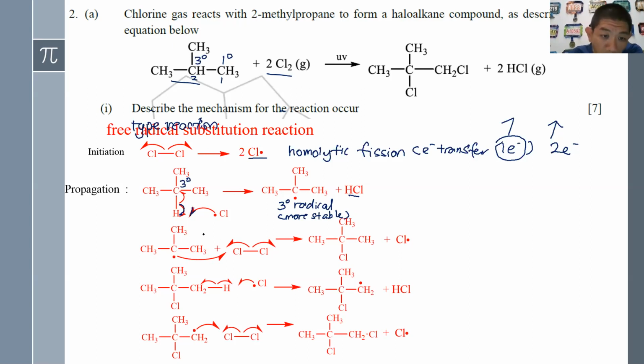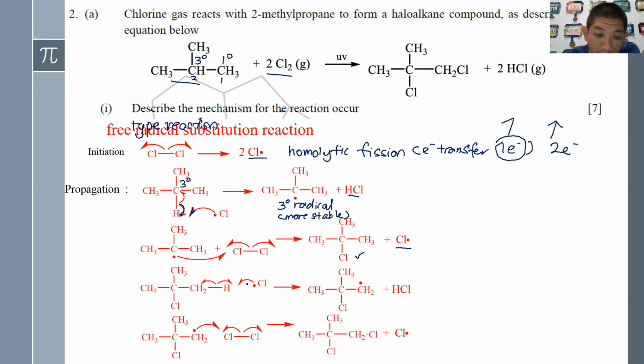The second step of the propagation is where the tertiary carbon radical, which is unstable, will further react with another chlorine molecule via a homolytic fission. So the carbon radical will attack the chlorine molecule. The chlorine molecule again undergoes a homolytic fission and one of the products formed is 2-chloro-2-methylpropane with a chlorine radical. Then this reaction further propagates, where finally this hydrogen has been substituted, isn't it?